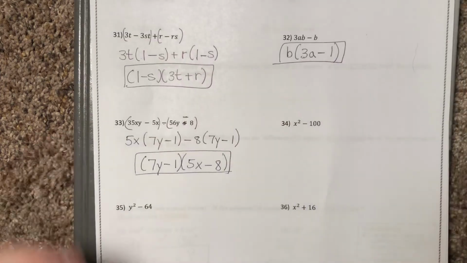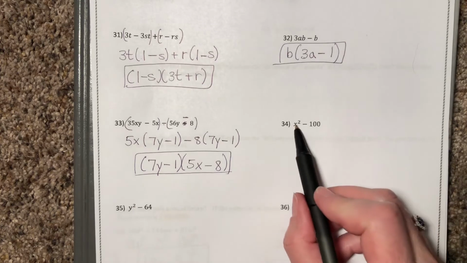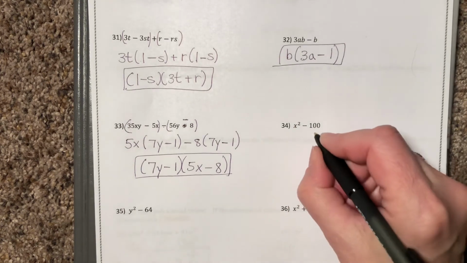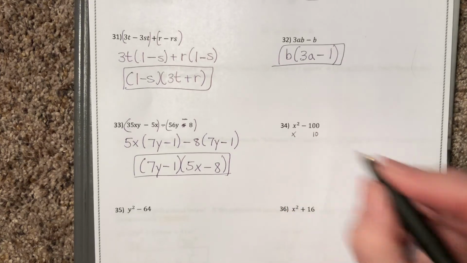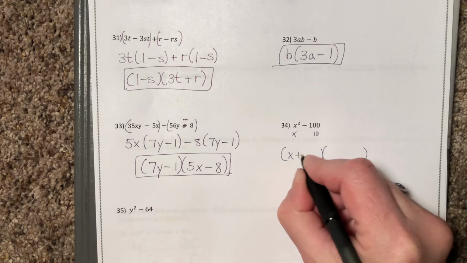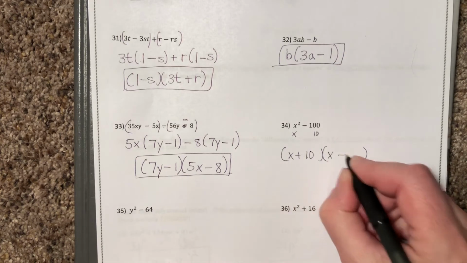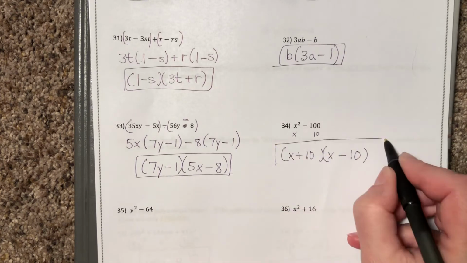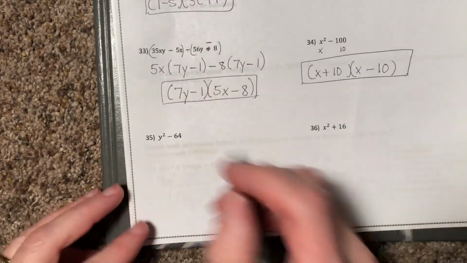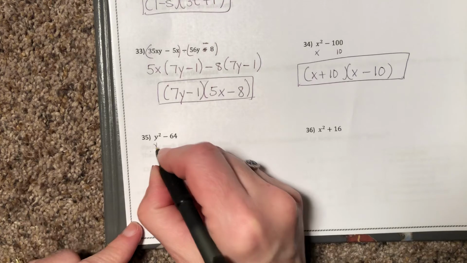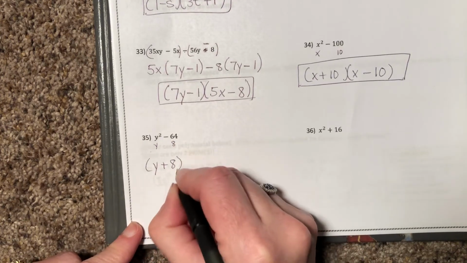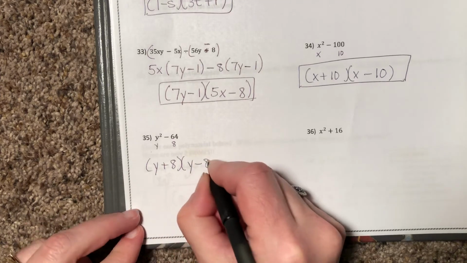Okay, 34, no GCF. It has 2, so step 2, special pattern. It has 2 terms. They're both squares. They have square roots. So this is just the difference of 2 squares. X plus 10, x minus 10. Okay, same with 35. No GCF, it's the difference of 2 squares. So it's y plus 8, y minus 8.